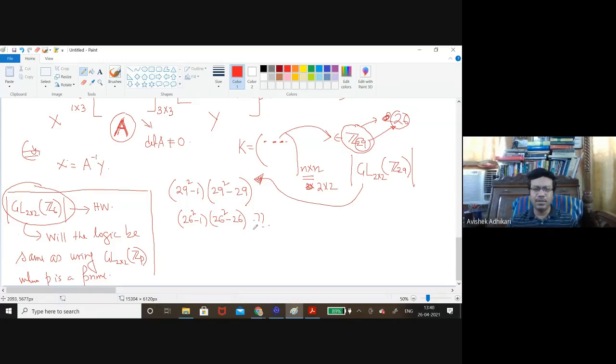there are plenty of such 2 cross 2 matrices over Z26, and so the key size is basically, that would be the key size. So what I want to mention here, I need to find this value. What is the key space value in case of this Hill cipher? So that is your homework.